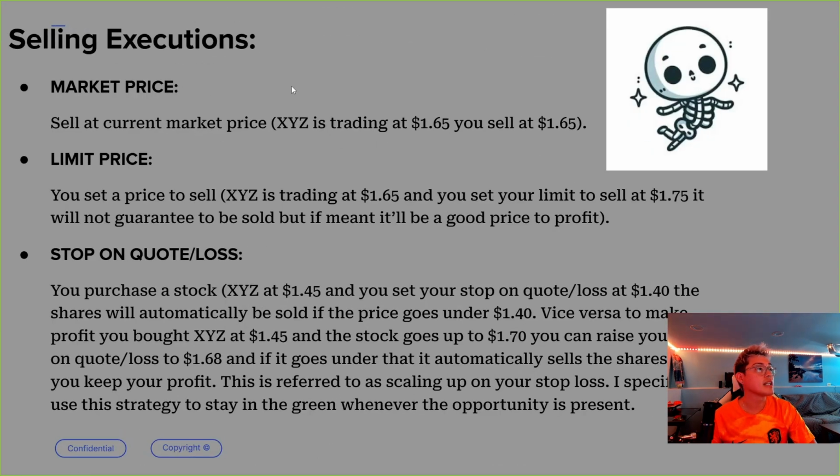Here we go. Selling executions. I have the market price sell, the limit price, and then stop on quote loss. So this one's pretty good. You could go ahead and pause it and read it too.